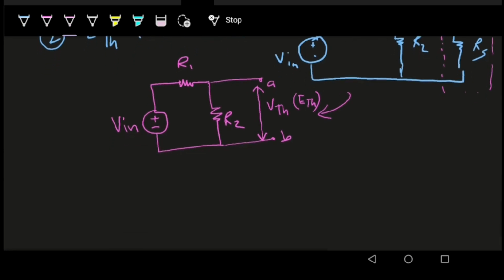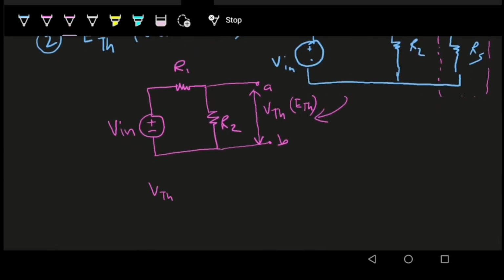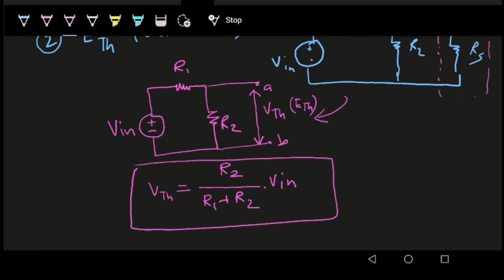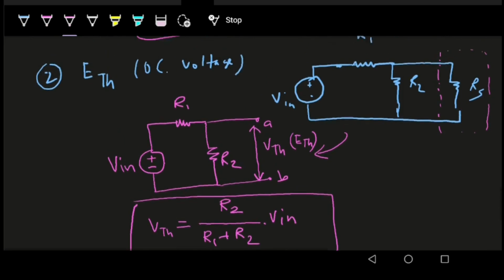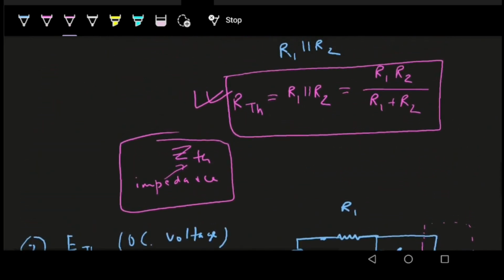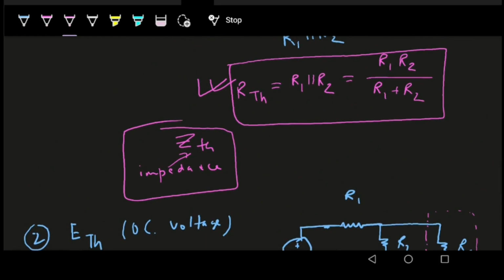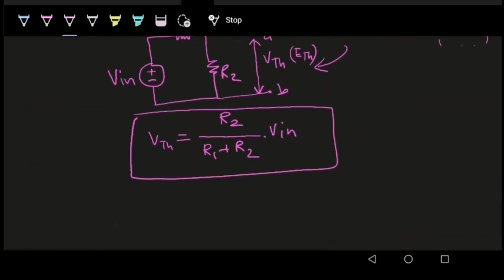So what is VTH? If you observe this circuit, this is basically a voltage divider circuit, R1 and R2. So what is the voltage across port A and B? It is R2 over R1 plus R2 into Vin. So we have found out RTH, and now we've found the VTH.